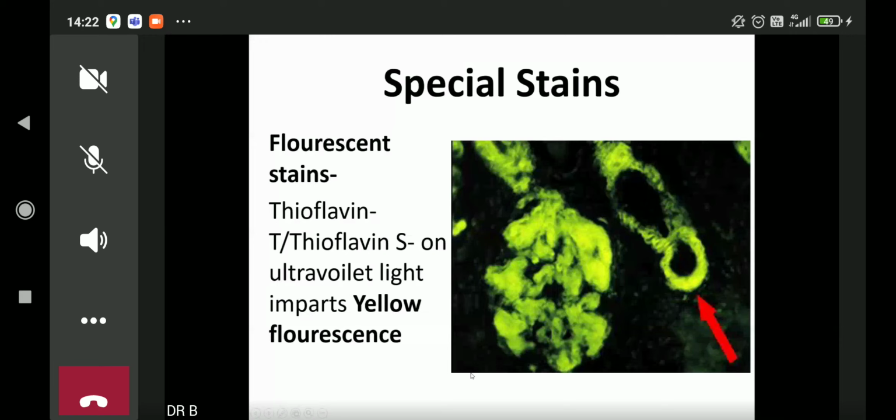So mind you, this will be asked in Viva. What are the special stains you know? Please enumerate all of them, because if you enumerate only one, like Congo red, your Viva isn't complete.